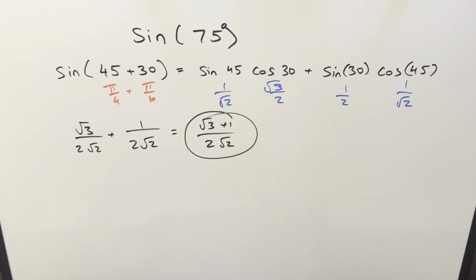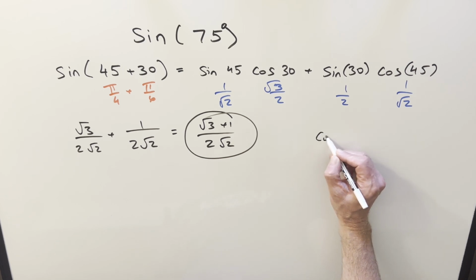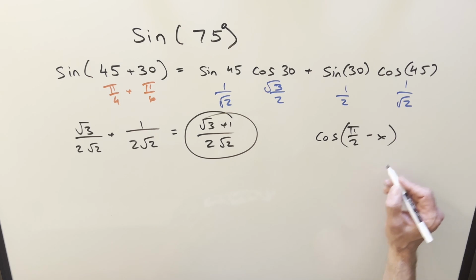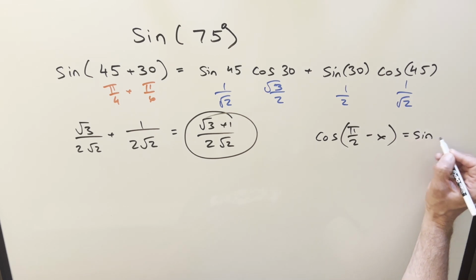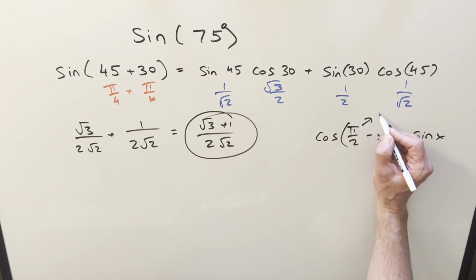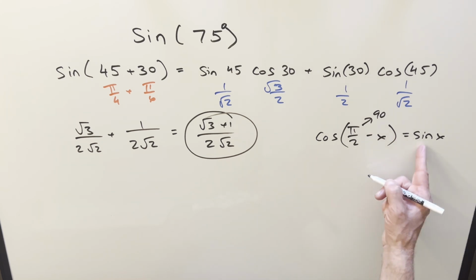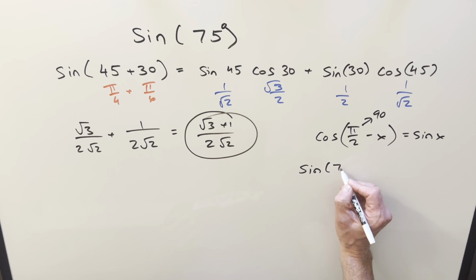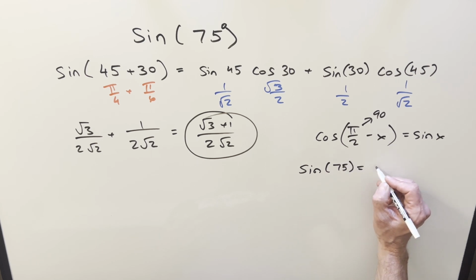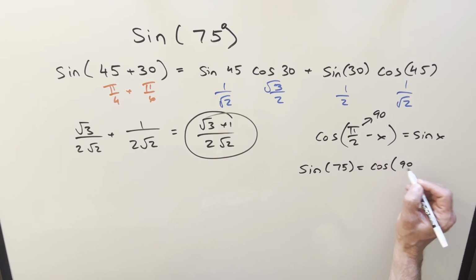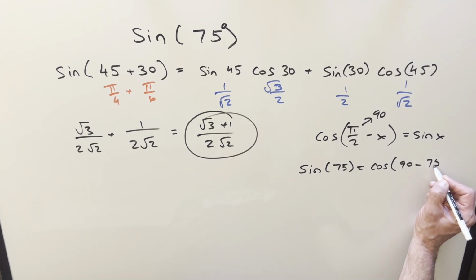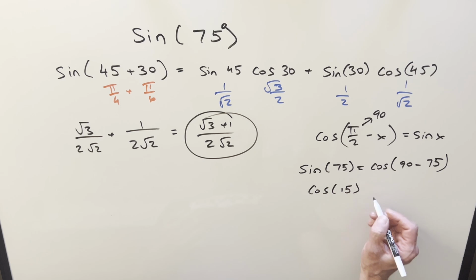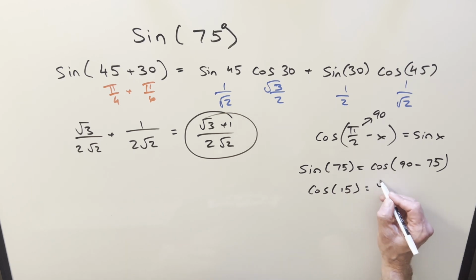So now that we have this, there's another way to get another useful value. We have our complementary angle formula for cosine, let's say. If we have cosine of pi over 2 minus x, this is the same thing as sine of x. Of course, pi over 2 is just 90 degrees. So for sine of 75 degrees, we can say sine of 75 is going to be cosine of 90 minus 75, and we can simplify that. And so for cosine of 15, we have this same thing here.